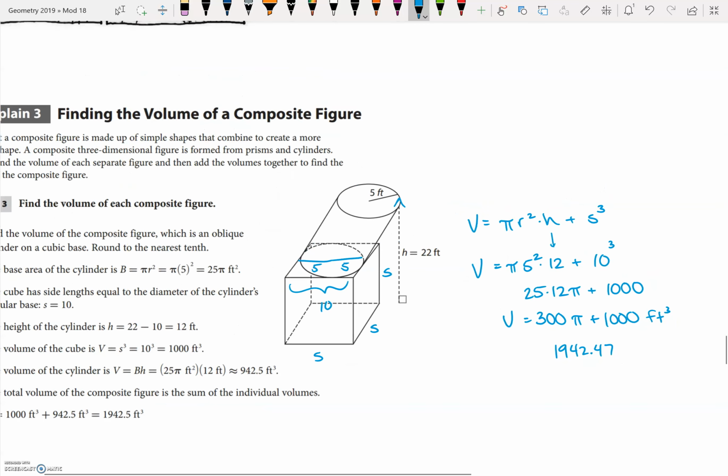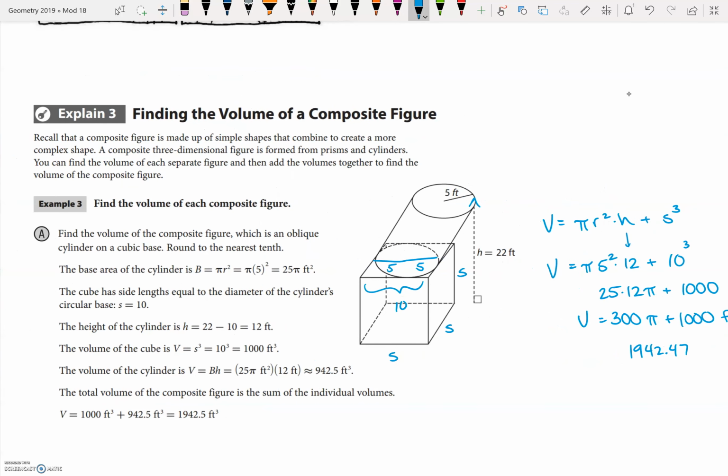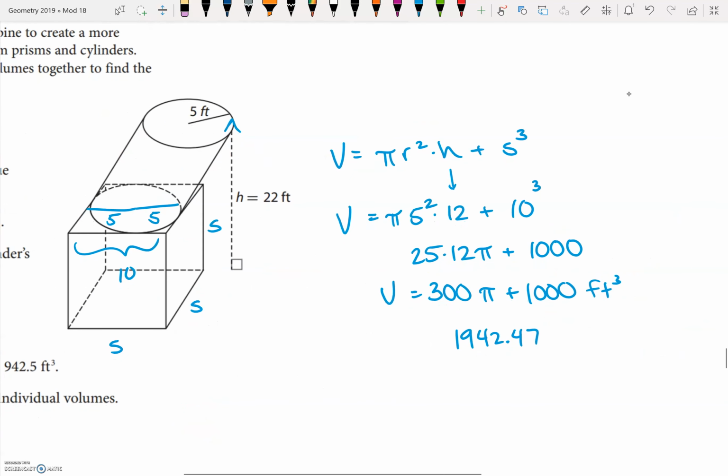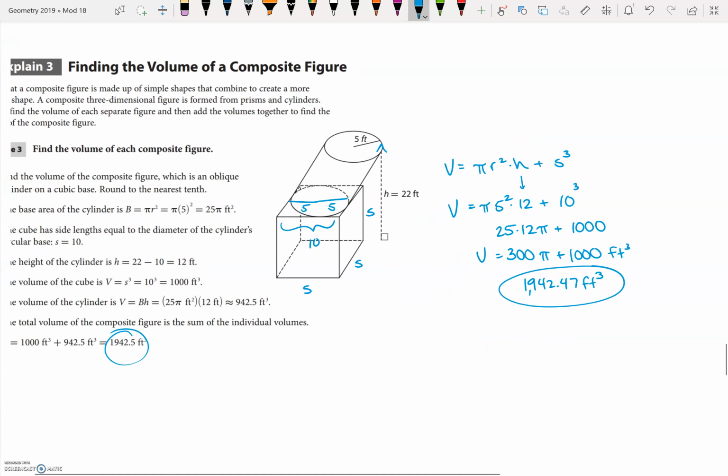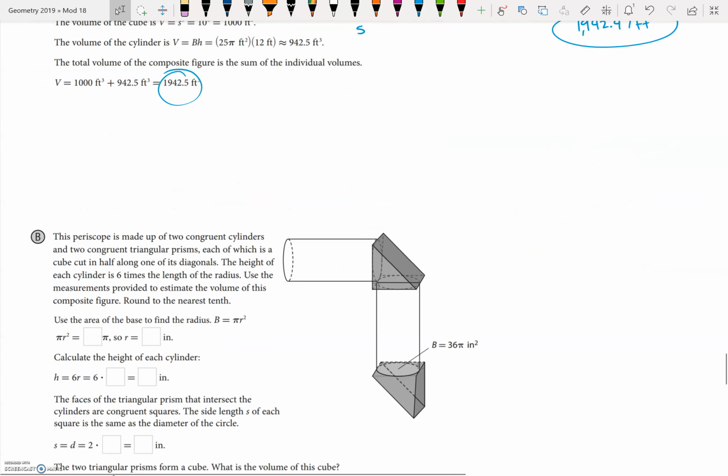1942.47. I don't know, what's our directions? What does it say? Round to the nearest anything? Okay, well, there you go, 0.5 feet. I had 0.47. Feet cubed. Cool. Let's look at another composite figure.